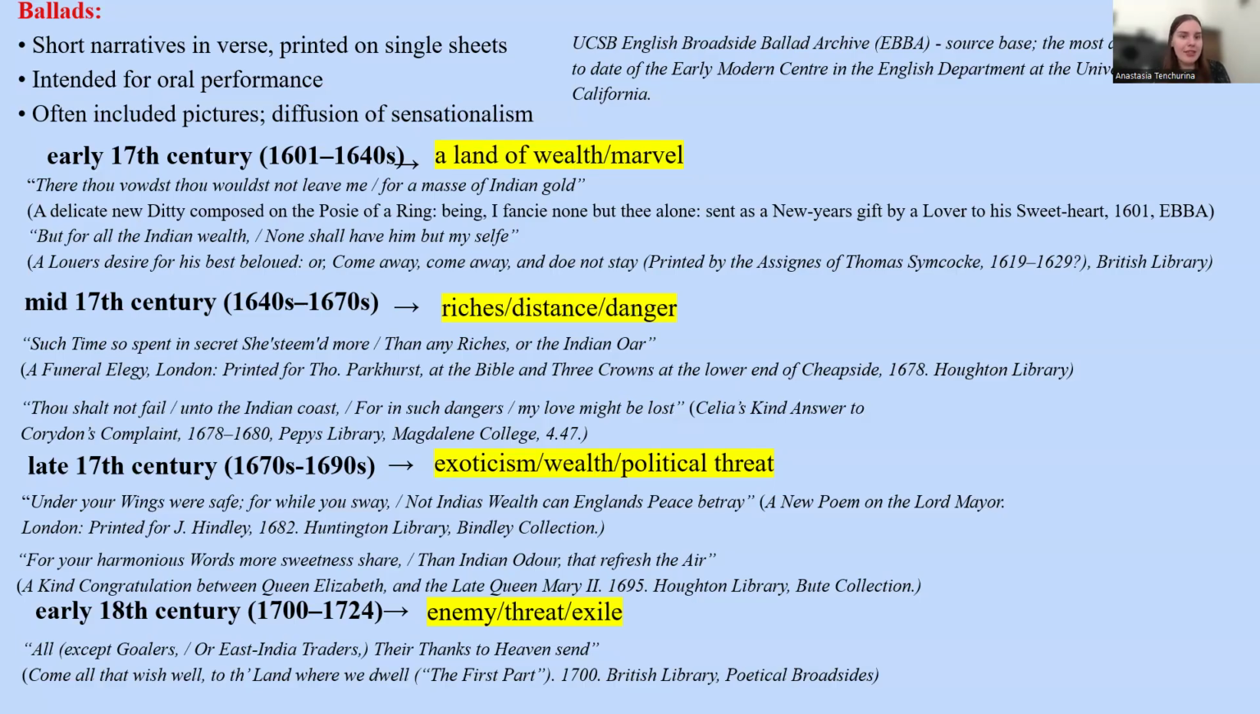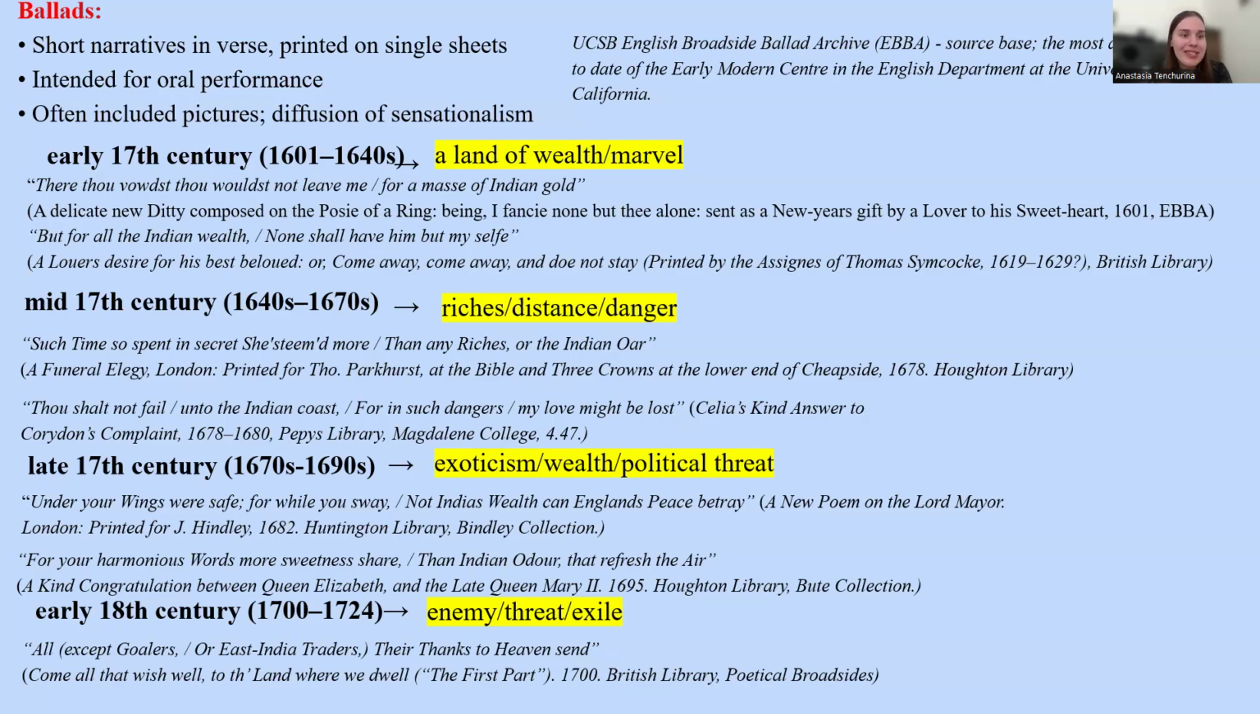But by the mid 17th century, the imagery becomes more ambivalent. You might take a look at the next example that I managed to put here, and we shall take a look at the words such as Indian ore. That might probably mean some wealth, some resources, and again, it continues the language of wealth, but it brings an idea of danger, something that is lost: those shall not fail unto the Indian coast, for in such dangers my love might be lost. So I would presume someone fears a loved one traveling to India because the voyage is dangerous. Again, it introduces another narrative such as distance, such as danger. So it's not only reach, but it's rather far away and it's quite dangerous to reach it.